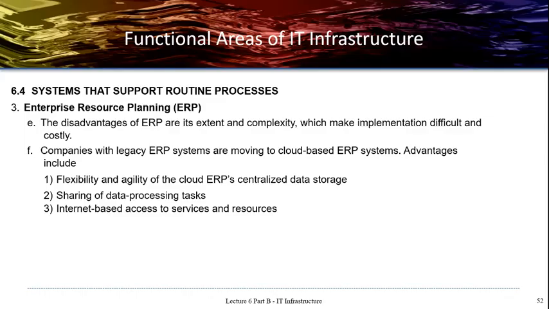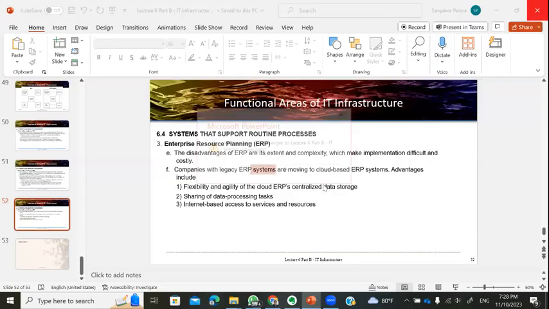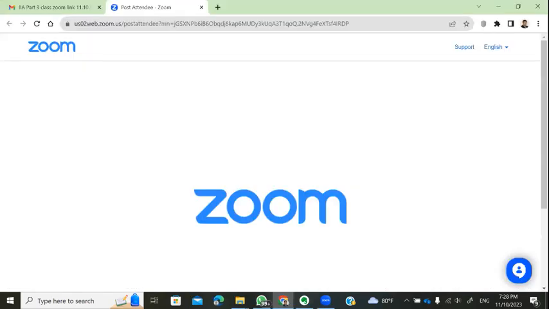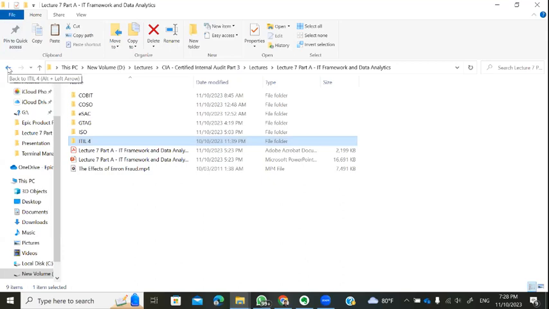So I think that ends the lecture 6 part B. Let's move into the next lecture. Yes, let's move into lecture 7 part A.